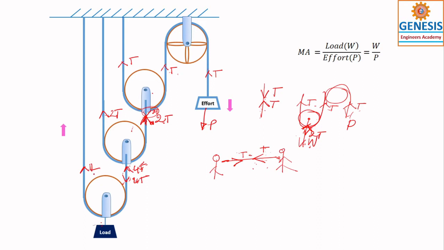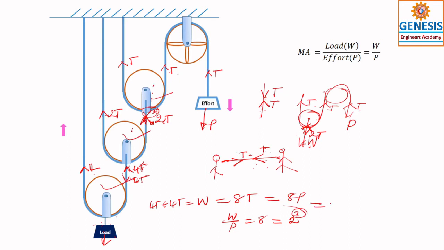So what would happen to this load? 4T plus 4T is equal to W in this case. 4T plus 4T is equal to W, that is equal to 8T, but T is equal to P, that is P. So W by P is equal to 8. So we write in terms of 2, that is 2 to the power of 3. So what is 3? So these are the movable pulleys.